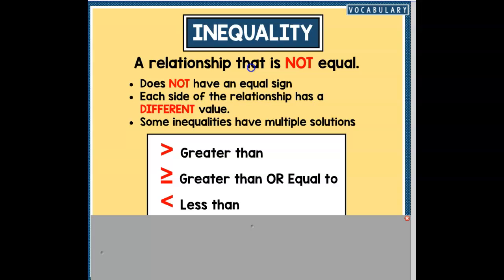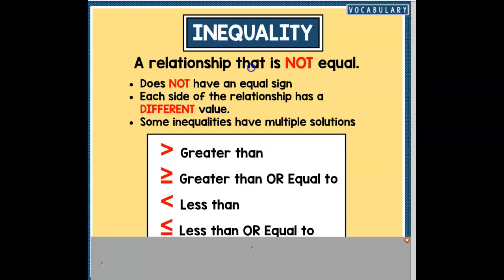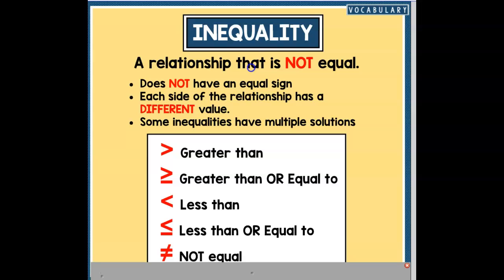Then we have a less than and a less than or equal to sign. And then finally, if it's an inequality, we would use a not equal sign, or an equal sign that has a diagonal line through it, kind of like a no parking sign, means not. Okay, so these are the signs that we're going to be using for inequalities, and it's super important.